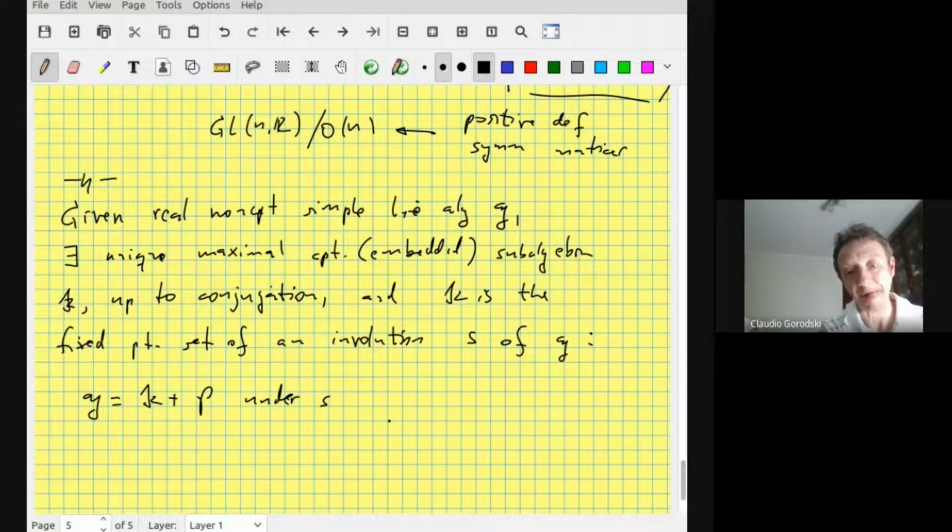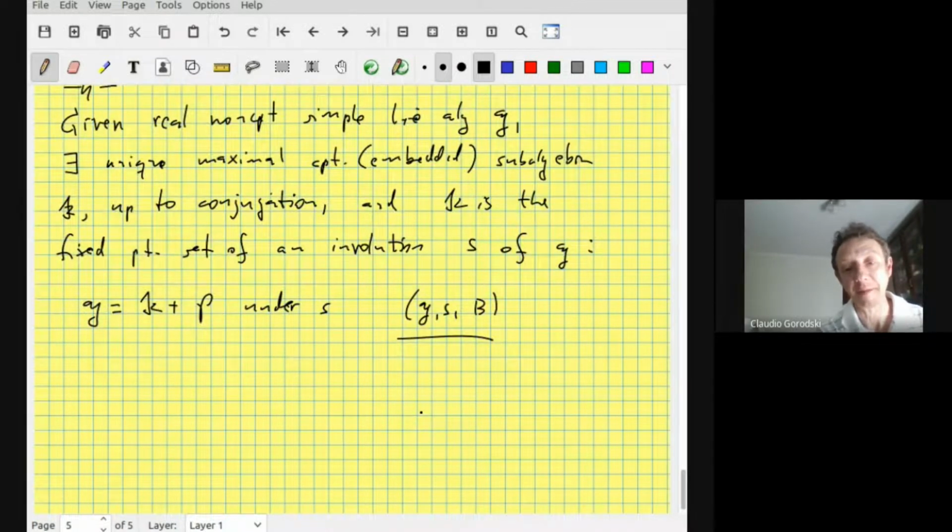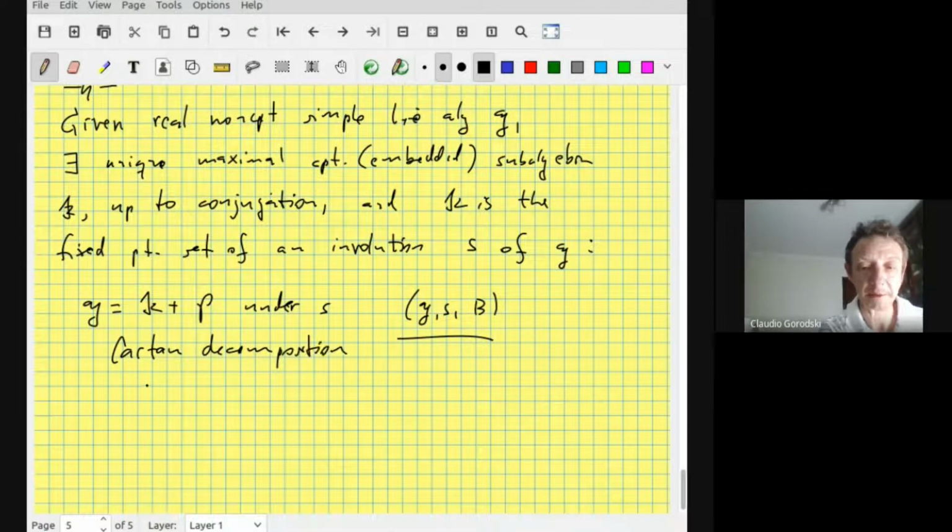And therefore, we have a Lie algebra and a symmetric space associated to it. And it's unique because K and S are unique up to conjugation. So this is also called the Cartan decomposition of G.